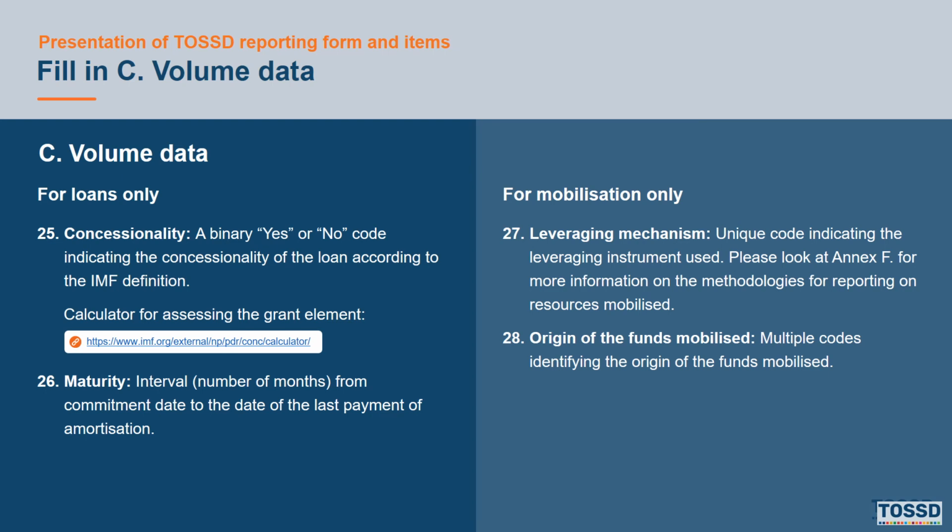In addition, for loans, you should also provide data on the maturity of the loan, which is defined as the interval in terms of number of months from the commitment date to the date of the last payment of the amortization. For mobilization data only, you should provide information on the leveraging mechanism. A specific list of leveraging mechanisms and corresponding codes is provided in the TOSSD codes list. For mobilization data, you should also provide information on the origin of the funds mobilized, and here again a specific list of codes is provided in the TOSSD codes list.